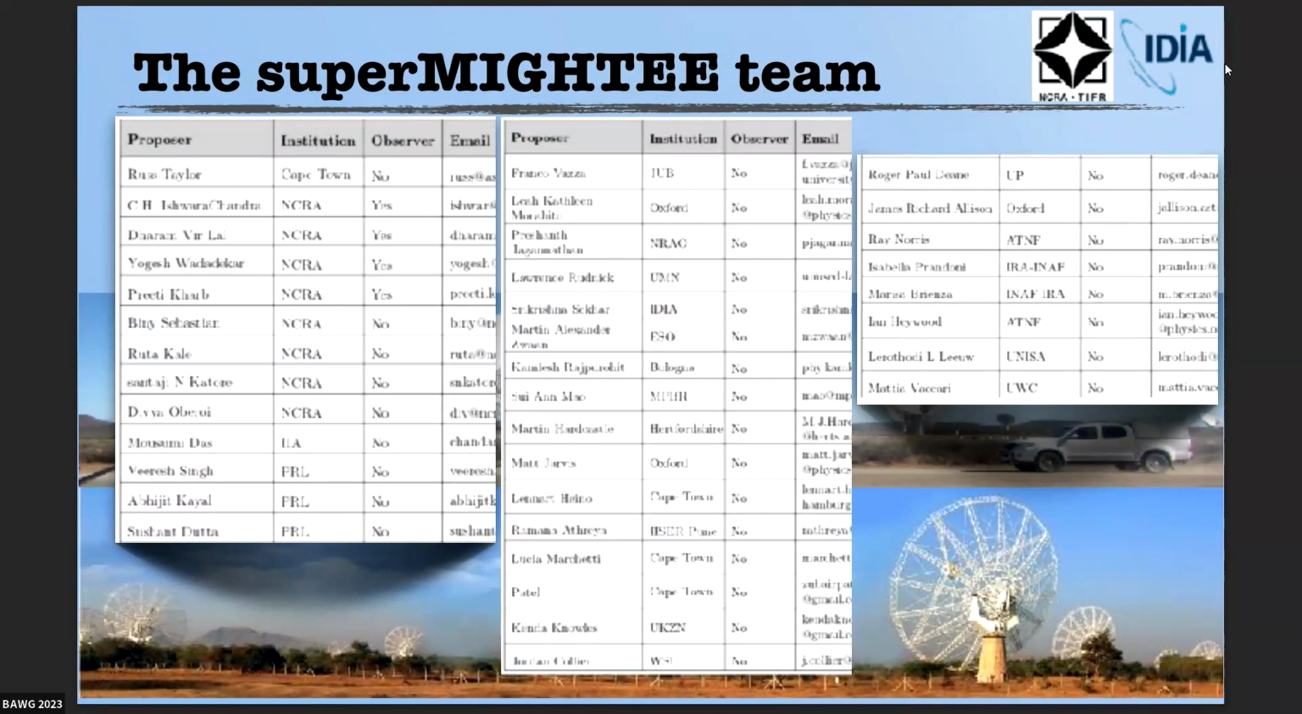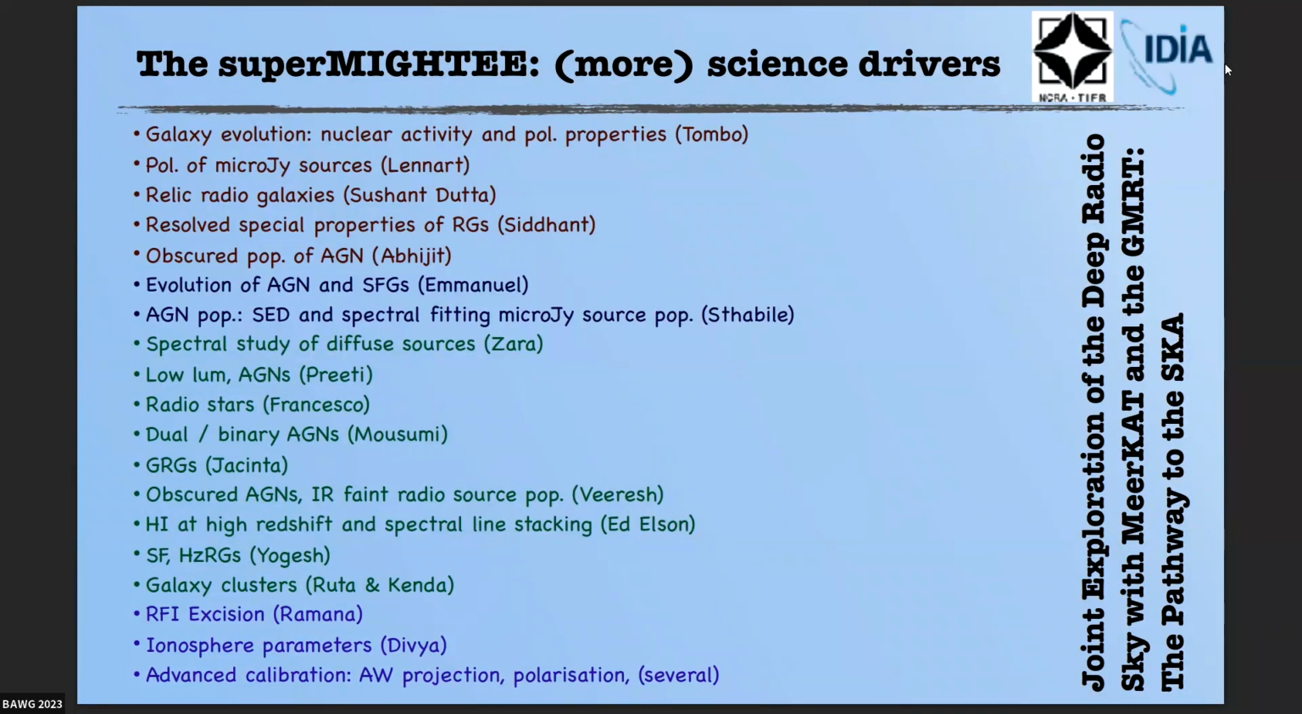We have a large team which existed when we submitted the proposal. Now we have expanded the people who want to take up various science drivers using this data. These are some of the PhD projects. These are students who were PhD students and are now moving on to the next level. These are faculty who have taken up projects for their respective PhD students, and these are the remaining technical aspects which we want to address.